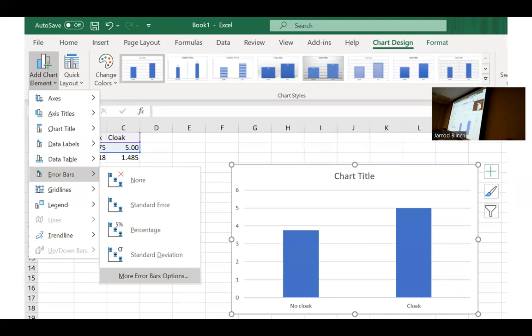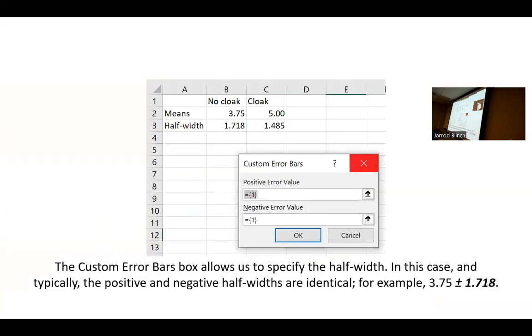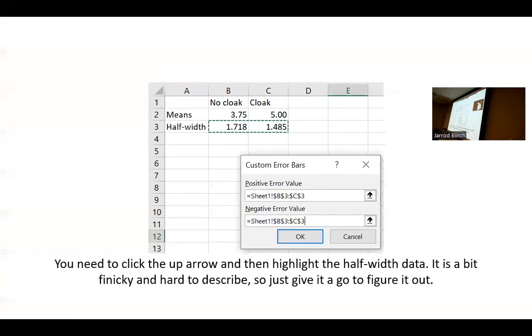And we don't want typical ones. We go into the more options. We say, hey, we want custom ones. And it says, okay, sure, give me any value, and I'll do that. And that's when you give it your half widths. But when you get to the at-home assignment, feel free to look over these slides if that's a new kind of process for you.